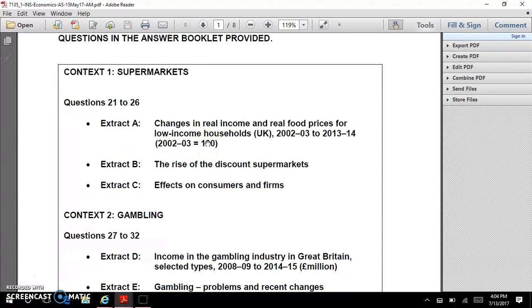So in 2017, the first context was about supermarkets, the second was about gambling. Now, it was about a 70-30 split in favour of context 2. I marked this paper this year as well, and the majority of responses were definitely coming out as context 2. Some reasons which I'll take you through in a minute.